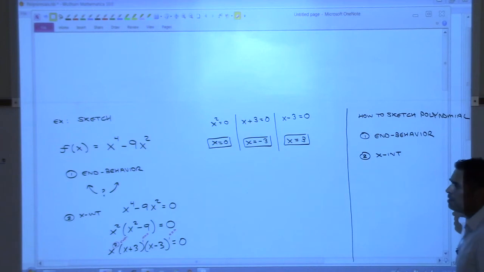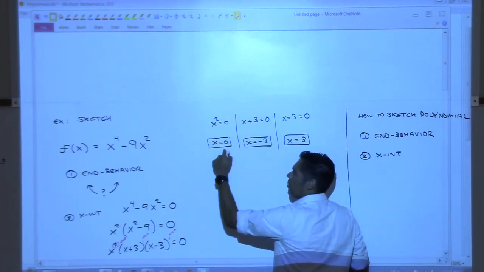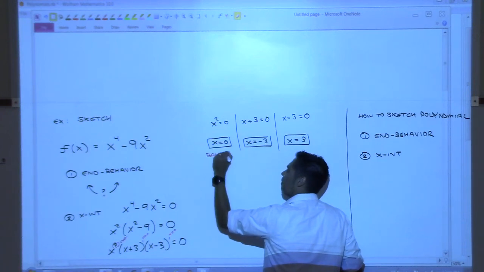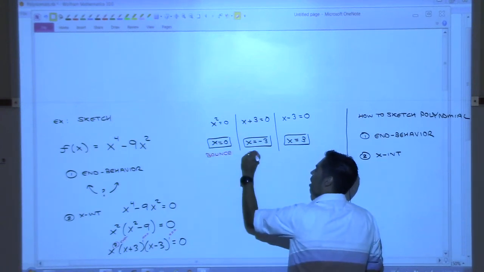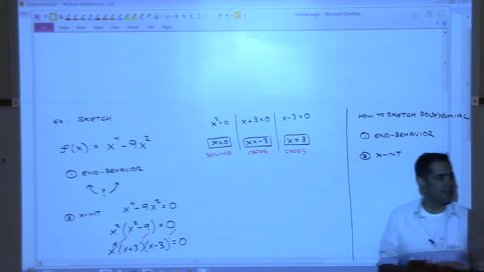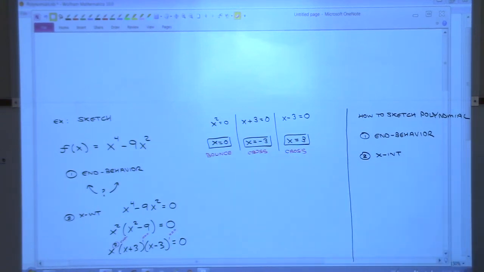Remind me again, what are we going to be doing at this x-intercept? Are we going to be crossing or bouncing here? We're going to bounce off here. And here we're going to cross. And here we're going to cross. Does that make sense? Are you sure?